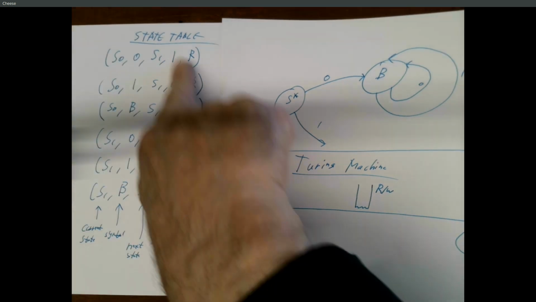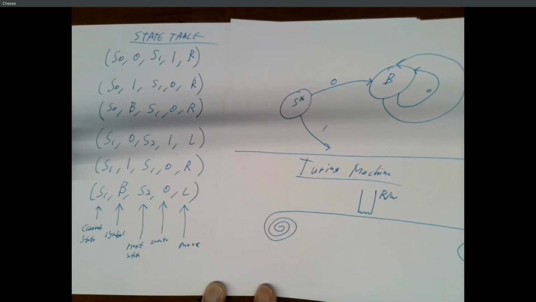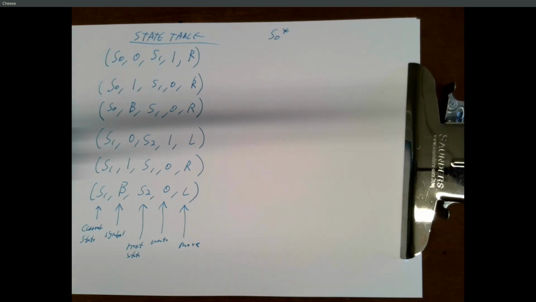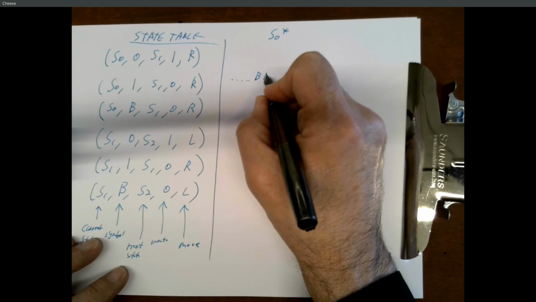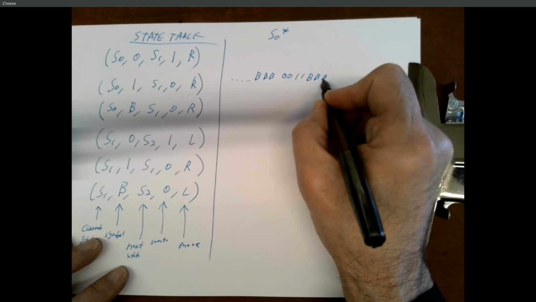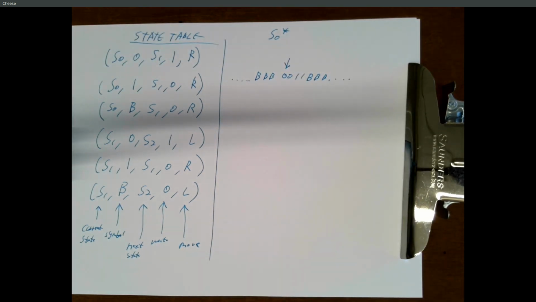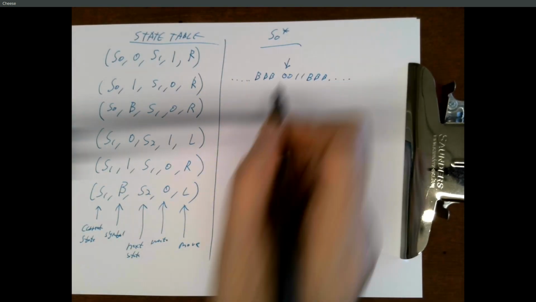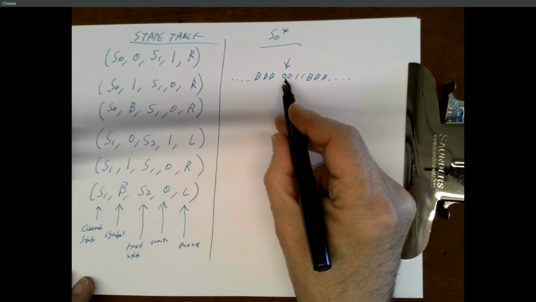So the question is, by writing these state tables and having different initial things on the tape, what can we do? Can we do anything useful? So let's just play with mechanics for a few minutes. Let's suppose our tape contains a bunch of blanks, and then 2 zeros, 2 ones, and a bunch of blanks. And let's suppose we're initially looking at this 0, and we're starting in state S0.